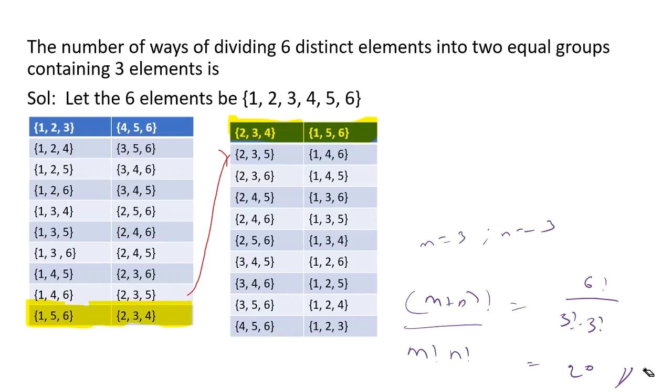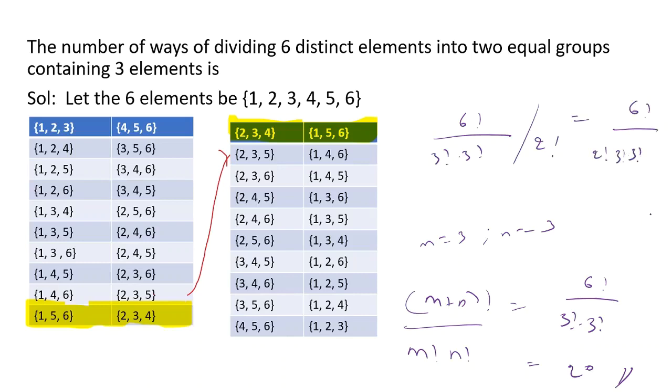So in general, I am not going to get these 20 divisions, I am going to get only these 10 divisions. Why? Because these 2 arrangements are considered as a single arrangement, or these 2 tables are considered as a single table. Therefore, the number of ways of dividing 6 elements into 2 groups containing 3 elements each is going to be 6 factorial upon 3 factorial times 3 factorial divided by 2 factorial, which is equal to 6 factorial upon 2 factorial times 3 factorial times 3 factorial.